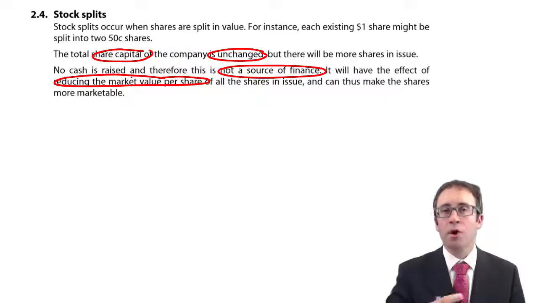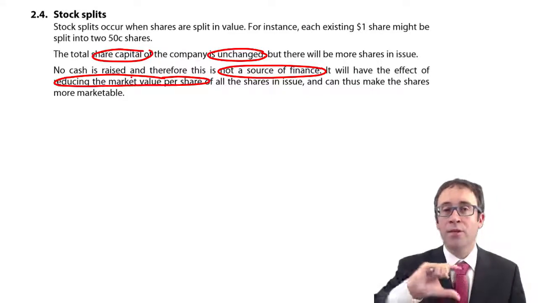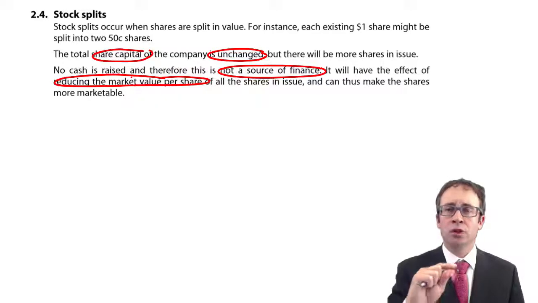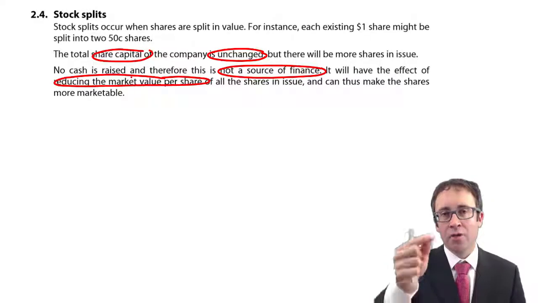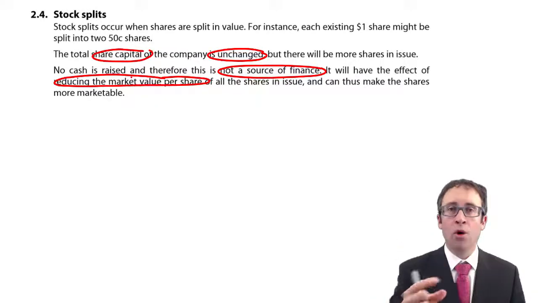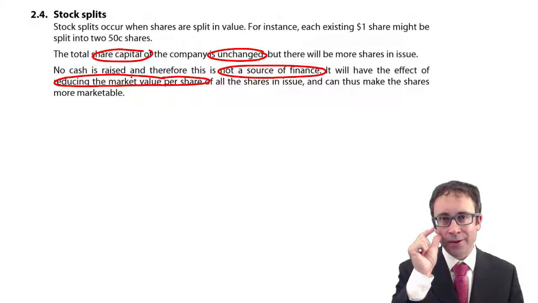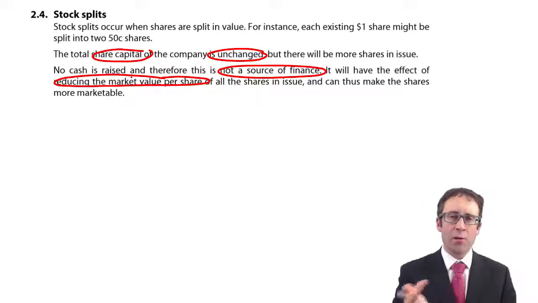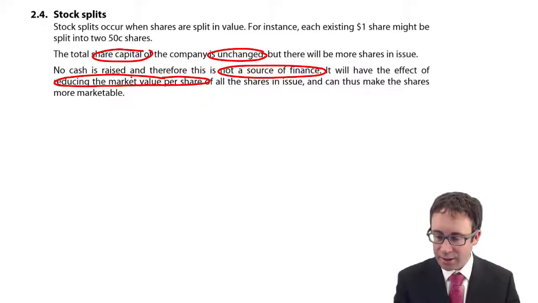For a bonus issue, we are issuing free, new shares, so we will account for that as crediting share capital and debiting share premium. But with a stock split, we're just swapping one share for two shares with a smaller nominal or par value. Okay, there you go. So just be aware of those subtleties.